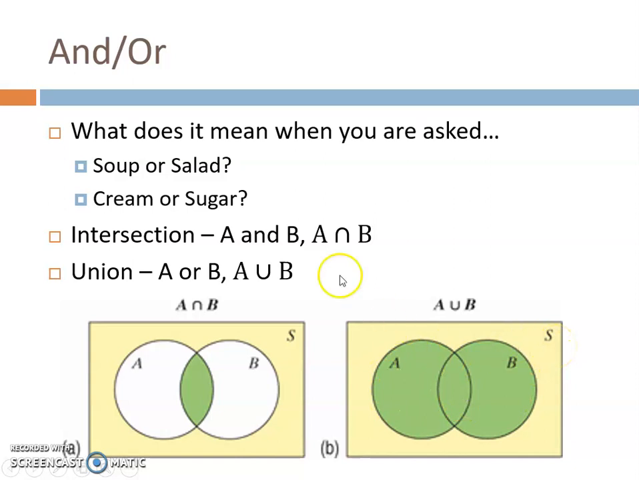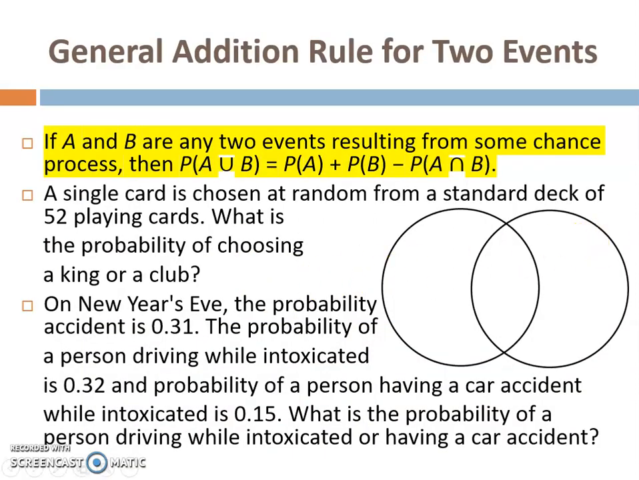Okay, notation, we use this upside down U for intersection. For union or we use just the U. Okay. Now, very important, and this formula is on your formula sheet, so it's not something you have to memorize, but this is called the general addition rule for two events. So if we have two events, A and B, then the probability of getting A or B, you would simply add the two probabilities of A and B together and subtract the probability of A and B occurring.